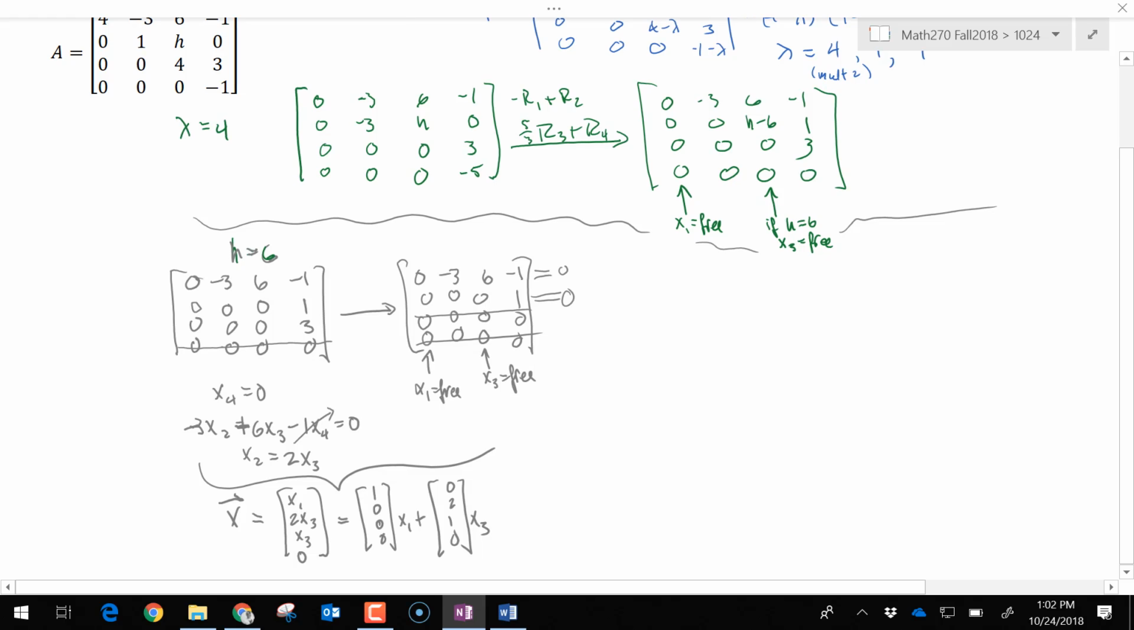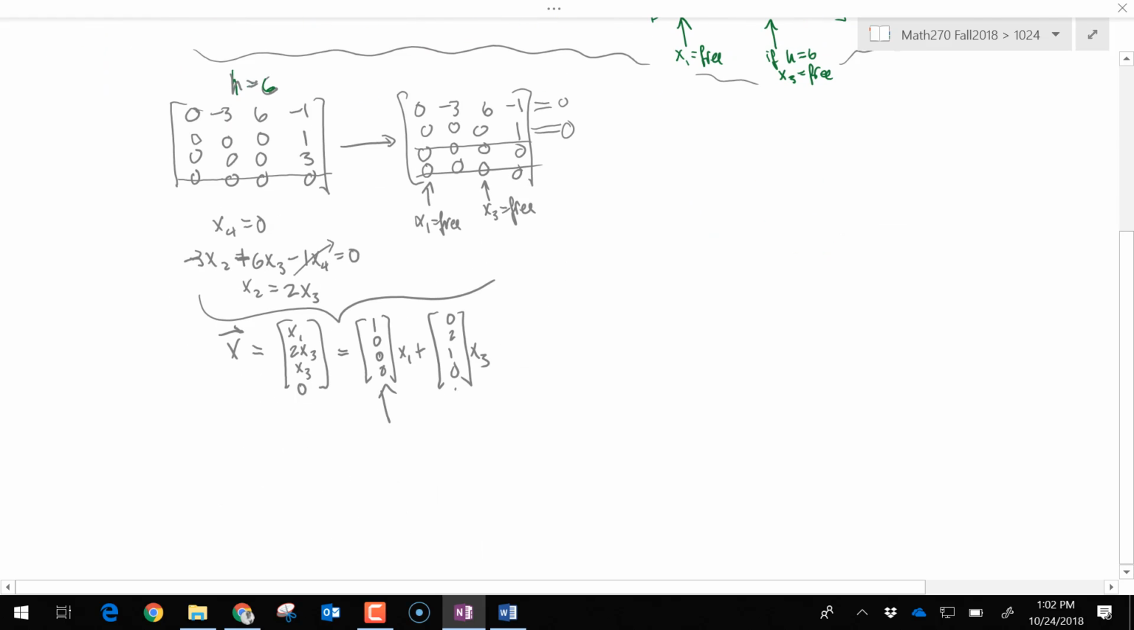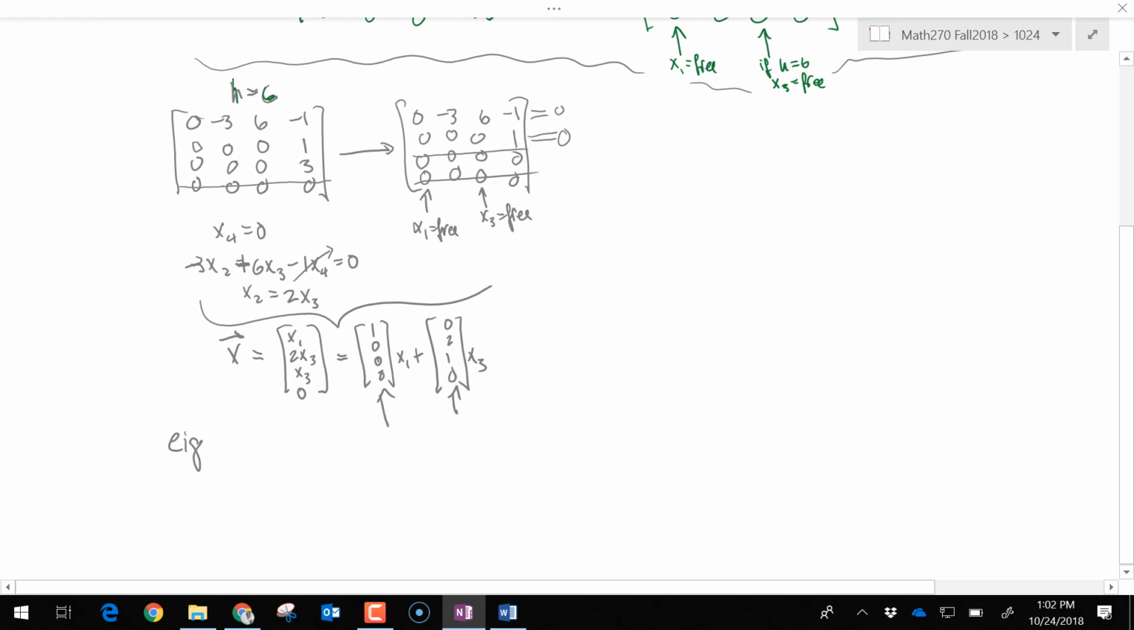So we have a couple of vectors that would span the null space, and those would be your eigenvectors. So you have two eigenvectors. So the eigenspace vectors, there's two of them for lambda equal to 4, is going to be given by these two vectors.